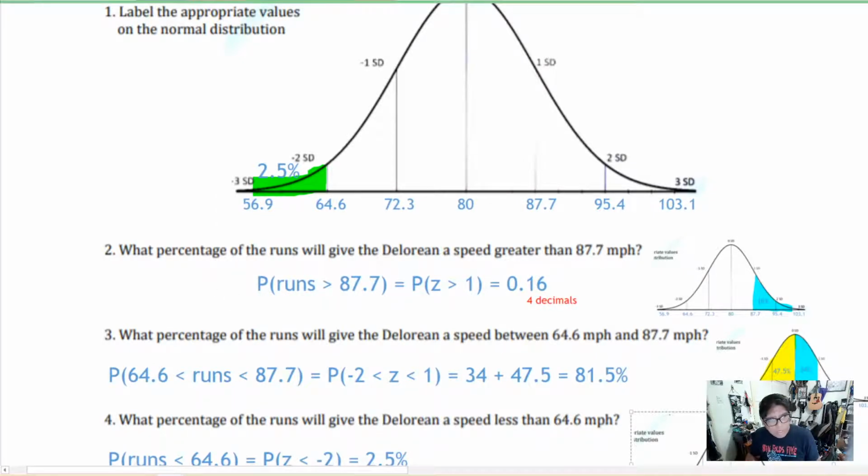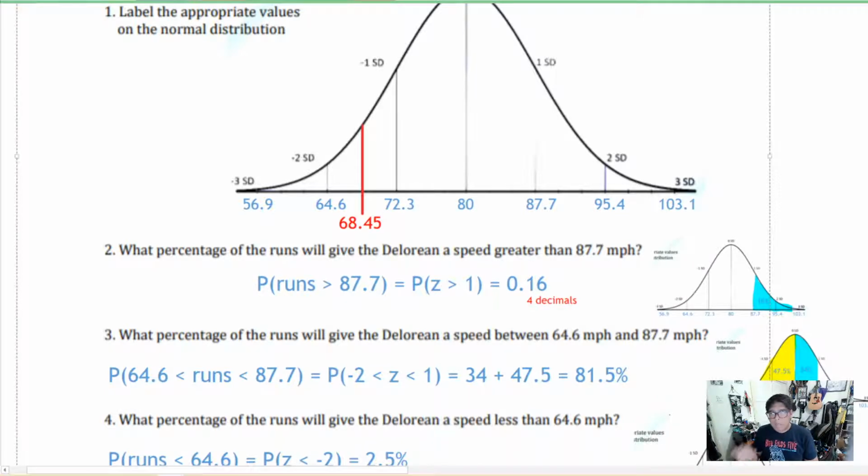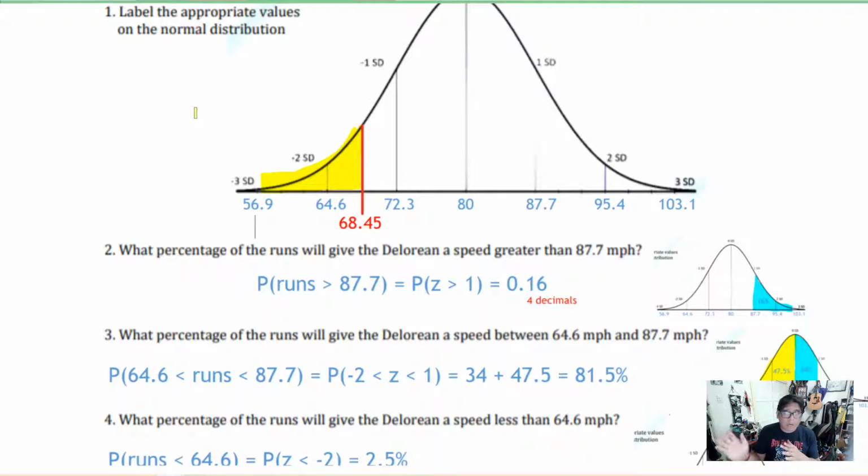Okay, let's get rid of that green area because we don't need that. And then let's kind of guesstimate where 68.45 would be. So the speed 68.45 miles per hour should be somewhere between the speed of 64.6 miles an hour and 72.3 miles per hour. I want to know the percentage of runs that are less than 68.45, so I need to highlight all of the speeds that are less than 68.45, which would be what we see in yellow.